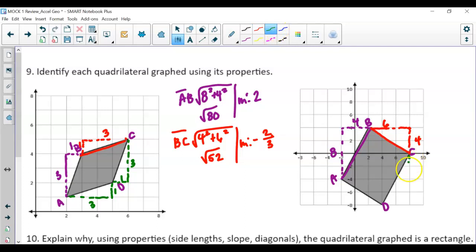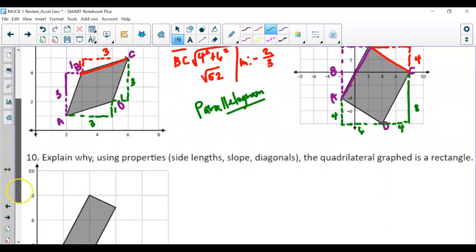Then as you continue, you will see that we have 8 over 4, which is opposite, parallel and congruent, as well as 4 and 6 here, same thing. So here, not all sides are congruent. So we have a parallelogram or a rectangle. So here, do we have 90-degree angles? No, they are not negative reciprocal slopes. So that's why we have a parallelogram.